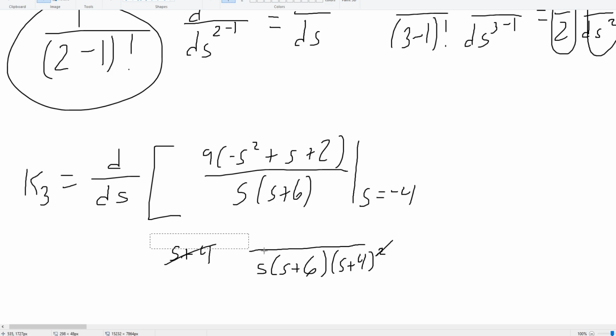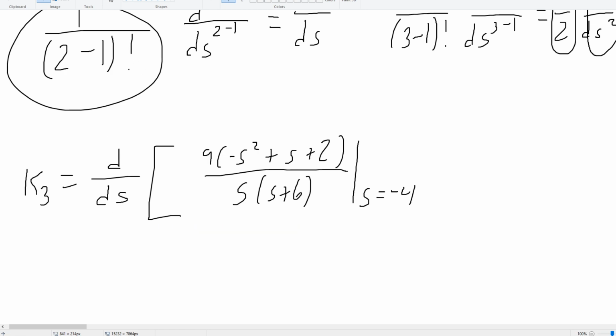Okay, so let's delete this. So, s is equal to negative 4. Now, also over here, I need to close this off. So this is the end of the bracket.